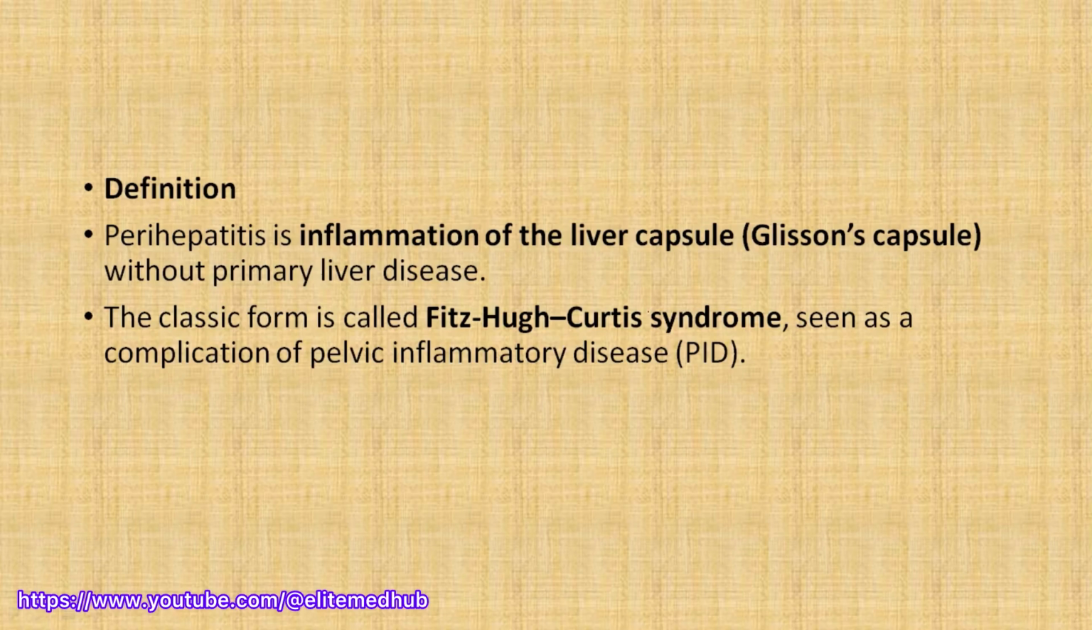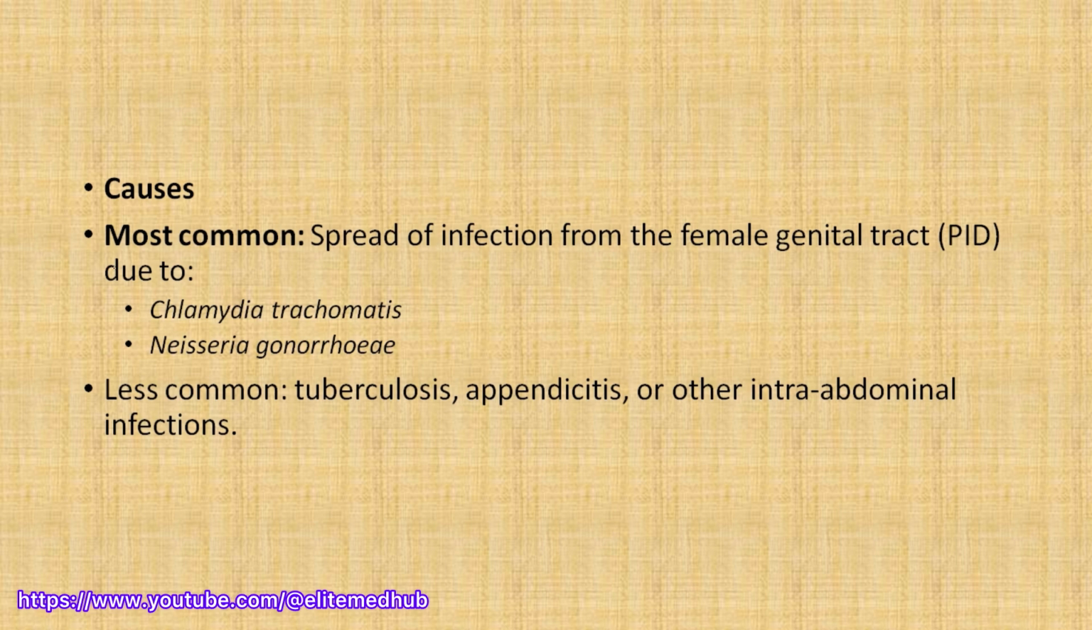So, perihepatitis is inflammation of the liver capsule, also known as Glisson's capsule, without primary liver disease. The classic form is called Fitz-Hugh-Curtis syndrome, seen as a complication of pelvic inflammatory disease. So what are the causes?